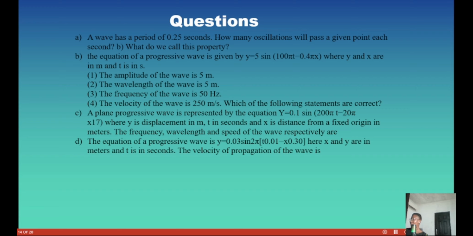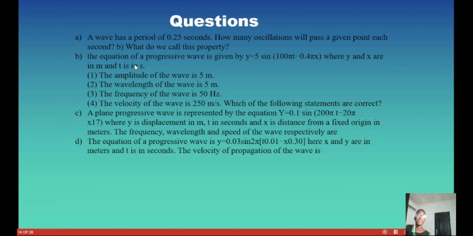But let's use our calculator to get that. But I guess we are right because we've multiplied it out. So let's go to the next question. So our frequency is 100 Hertz. They said a wave has a period of 0.25 seconds. How many oscillations will pass a given point each second? What do we call this property? That's just our frequency, as easy as that.